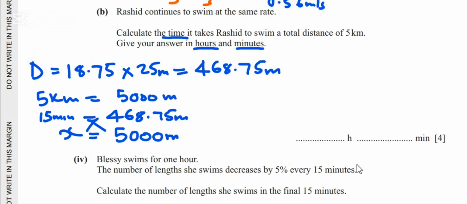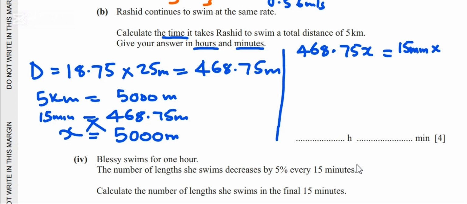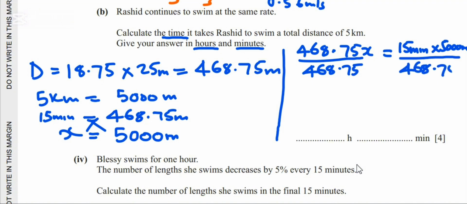So we cross multiply. We're going to say x times 468.75 is... so I'm going to do this: 468.75x is equal to 15 minutes times 5,000 meters. All right, to get the value of x, we divide by 468.75 on both sides. Right, so these will cancel, then we'll have x is equal to, when you calculate there, you are going to see that the answer you get is 160. So 160 minutes.